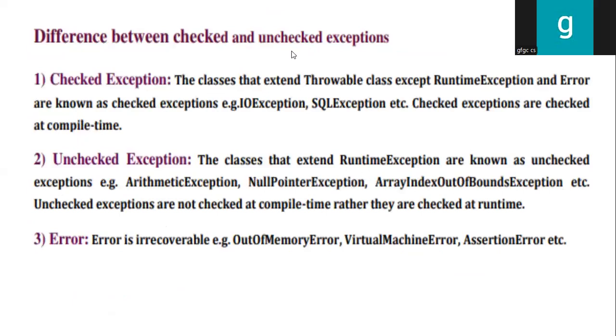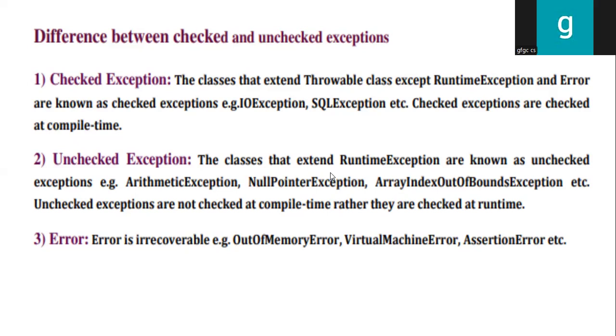Here is the difference between checked and unchecked exceptions. Checked exception: the classes that extend the Throwable class, except RuntimeException and Error, are known as checked exceptions. Examples: IOException, SQLException. Checked exceptions are checked at compile time. SQLException is mainly used by backend developers, and IOException is for the connection between the database and the application program.